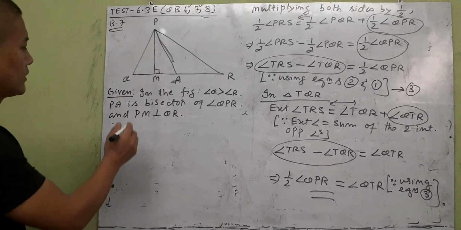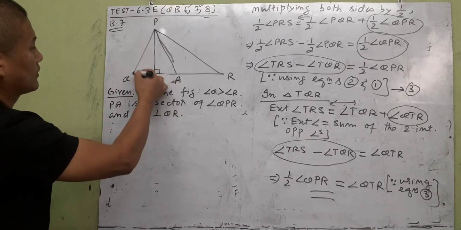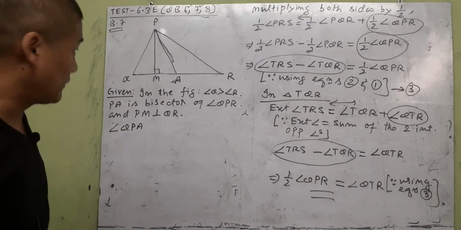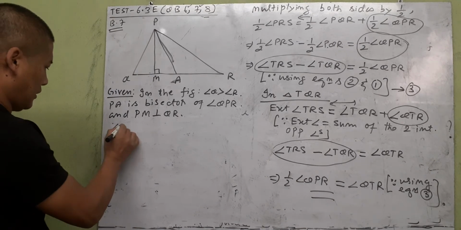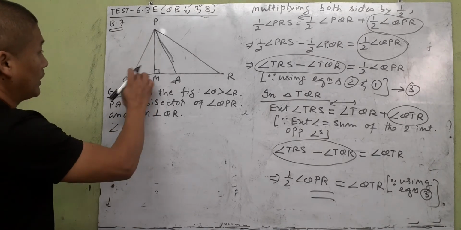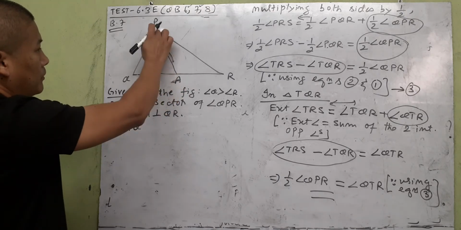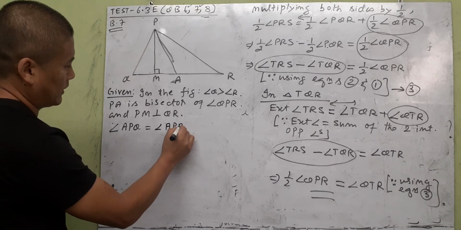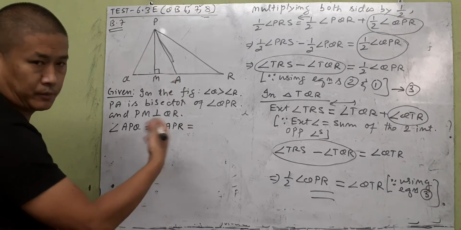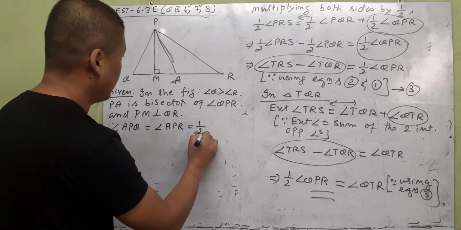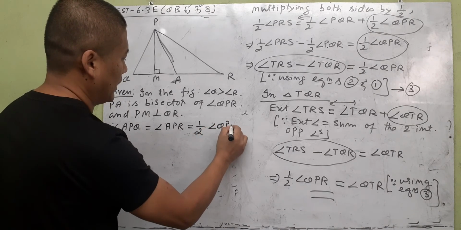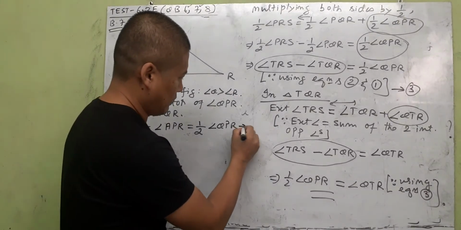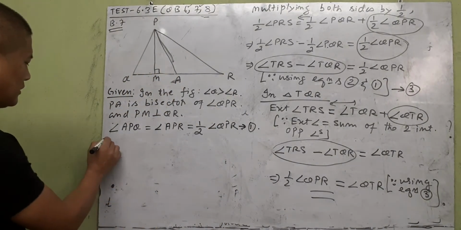So let's do it like this. PA bisects QPR means angle QPA or APQ, whatever you like to put, is the same. APQ and APR are equal because they are bisected by this PA. Bisect means divided equally into two parts. So that will be half of the full angle QPR. This one is bisected. So let's keep this one as equation number 1. We may need it.